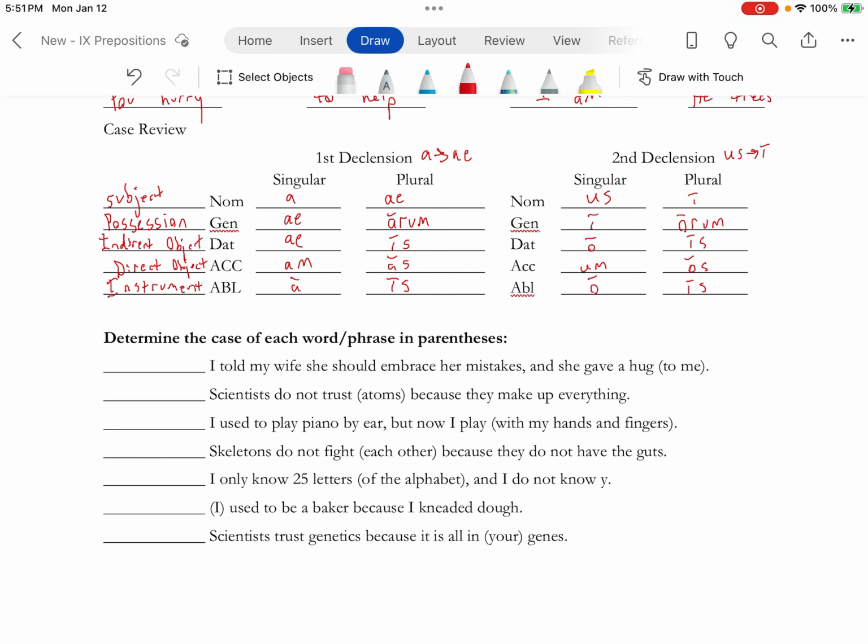And now down below it says determine the case of each word or phrase in parentheses. I told my wife she should embrace her mistakes and she gave a hug to me. This is an indirect object, so that's going to be dative. Scientists do not trust atoms because they make up everything. This is the direct object, so this is going to be accusative. I used to play piano by ear. Now I play with my hands and fingers. This with here is going to let you know it's ablative.